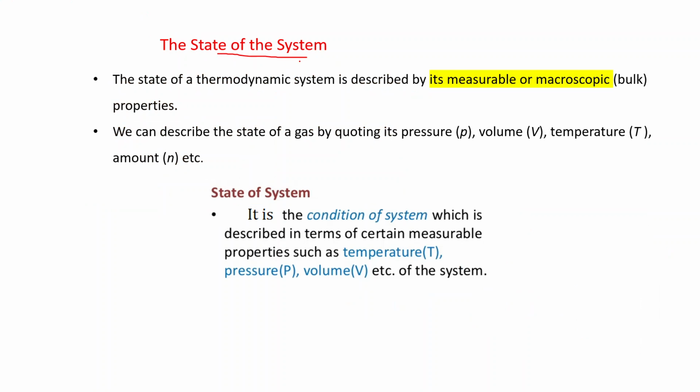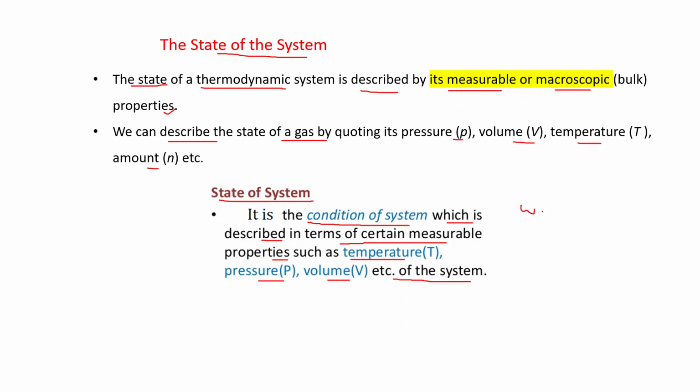The state of the system. The state of a thermodynamic system is described by its measurable or macroscopic, that is bulk, properties. We can describe the state of a gas by quoting its pressure, volume, temperature, amount, etc. We can also define the state of a system in another way. It is the condition of the system which is described in terms of certain measurable properties such as temperature, pressure, volume, etc. of the system.